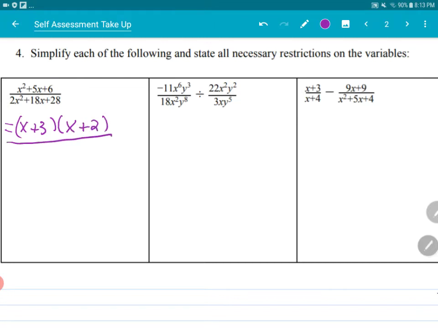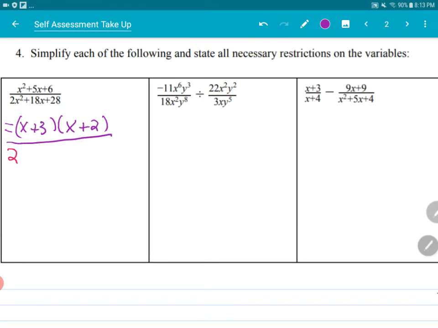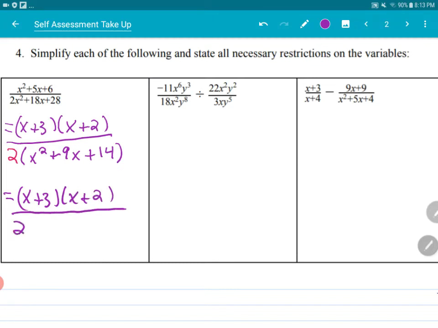In the denominator, what I would do is notice that we can common factor out a 2 right away, make our lives a little bit easier. And then we're left over with x squared plus 9x plus 14. And with that, we still have to factor the denominator. We're not done yet. So we have x plus 3, x plus 2 all over 2. We leave that 2 there.